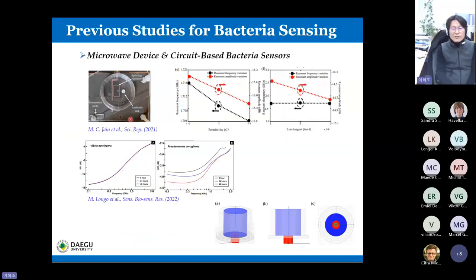Okay, in previous studies, there are many RF and microwave schemes or methods for bacterial sensing. The representative sensing scheme is the typical resonator-based bacterial sensor, and this scheme characterizes the permittivity and the loss tangents of bacterial cells in the microwave regions. In addition, this scheme shows the open-ended coaxial probe-based sensor for monitoring bacteria and biofilm growth. This scheme uses sensing parameter S11, the reflection coefficient. This sensing parameter is S21, the transmission coefficient.